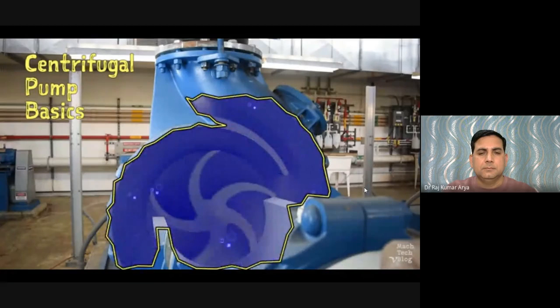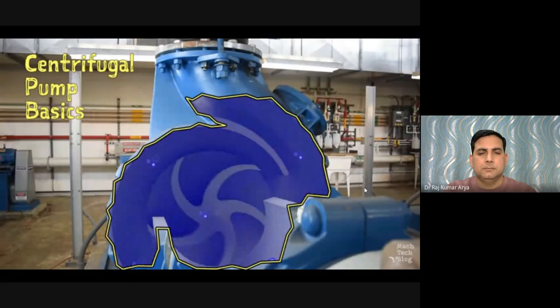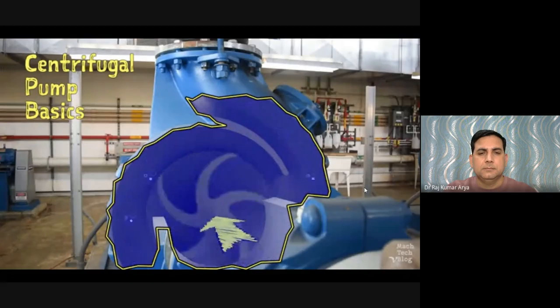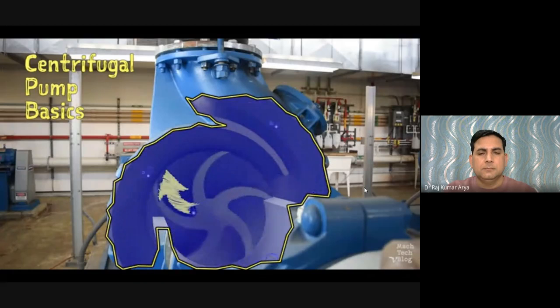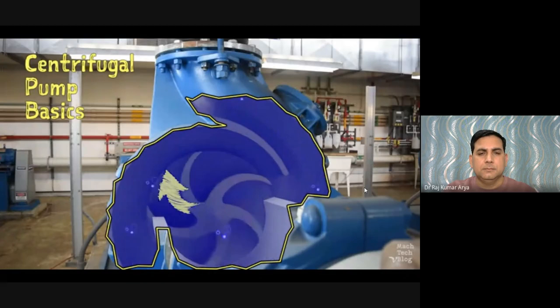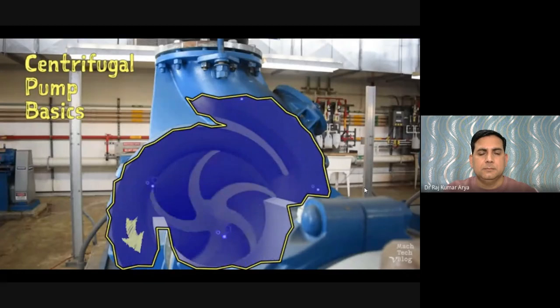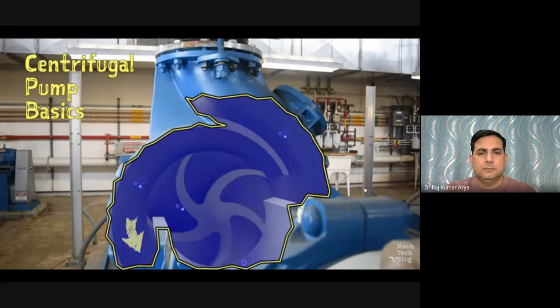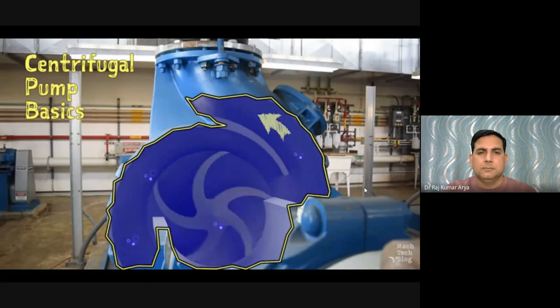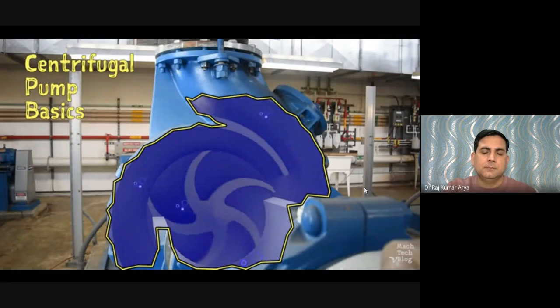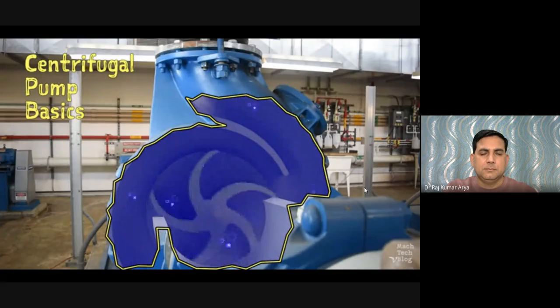When fluid enters the pump, it comes into contact with the rotating impeller and is thrown outward by centrifugal force. It travels through a specially shaped chamber called a volute and exits the pump at the discharge outlet. All centrifugal pumps share this basic operating principle, but there are a few possible variations among them.